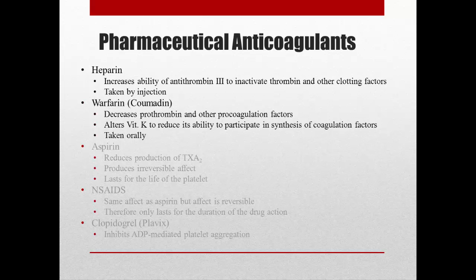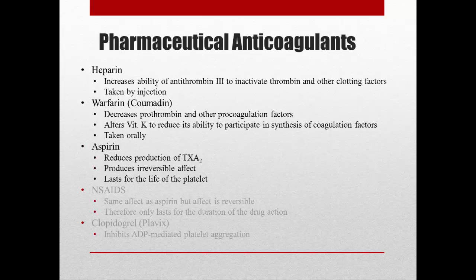Another anticoagulant is warfarin, which is also called Coumadin. This is the one you probably hear most often. Warfarin decreases prothrombin and other coagulation factors. What it does is alter vitamin K so that it's unable to produce the clotting factors, and if you don't have a lot of clotting factors, you can't get a lot of blood clots formed. We can take warfarin orally, and it takes only 36 to 72 hours to take effect, so it works very effectively, a quick way to decrease the amount of blood clots that may form.